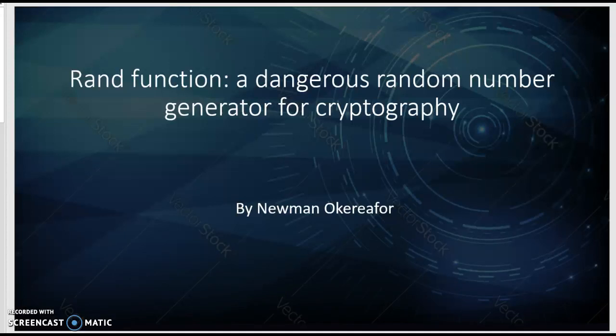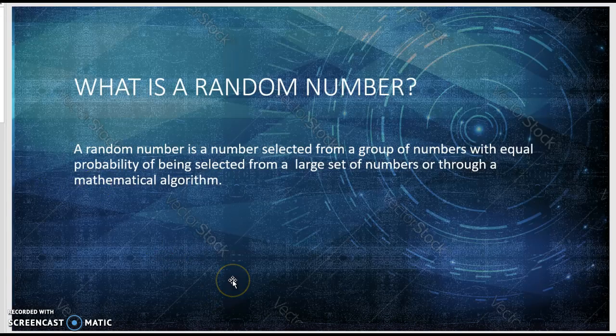Hello guys, my name is Newman Okerafo, and today I want to be talking about the rand function as a dangerous random number generator for cryptography. But before I go into details, I want to quickly define what a random number is. A random number is a number selected from a large set of numbers with equal probability of being selected, or through a mathematical algorithm.